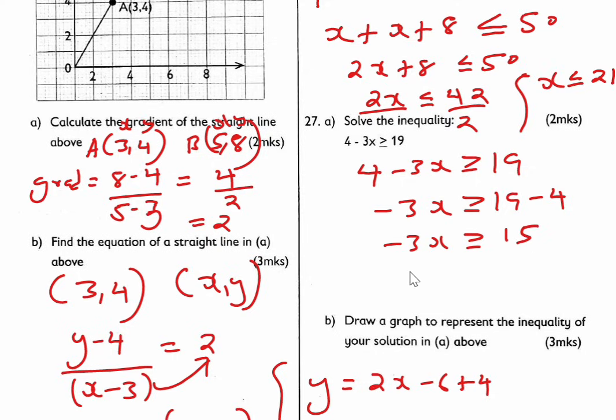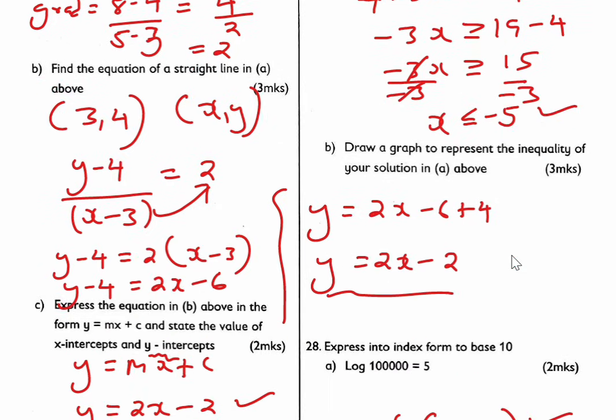So to get x, we divide by negative 3, divided by negative 3. So if we divide this, we get x. Anytime you're dividing by a negative number or multiplying by a negative number, bear this in mind that the inequality sign is going to change. So we're dividing by a negative number, therefore it's going to change and be less than or equal to 15 divided by negative 3, you get x is less than or equal to negative 5. So that is the answer. So anytime you're dividing or multiplying by a negative number, the sign changes.